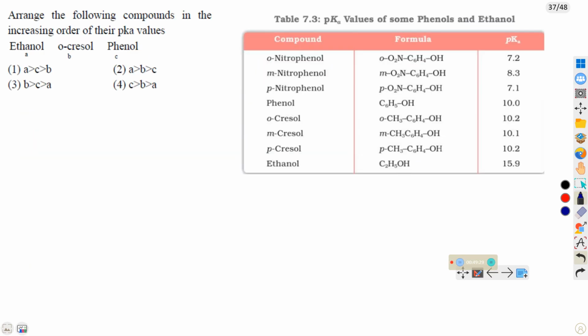Arrange the following compounds in increasing order of pKa. Ethanol is given, orthocresol is given, phenol is given. In increasing order of pKa: phenol less than orthocresol less than ethanol, so C < B < A. What is the question? The increasing order of their pKa.